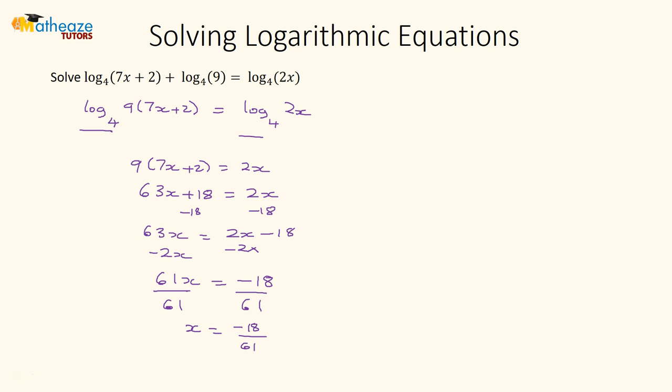Now let's try to substitute negative 18 over 61 in any of these. So negative 18 over 61 here, we're going to end up with a negative number. And also in this case here, we end up with a negative number. So we can say no solution.